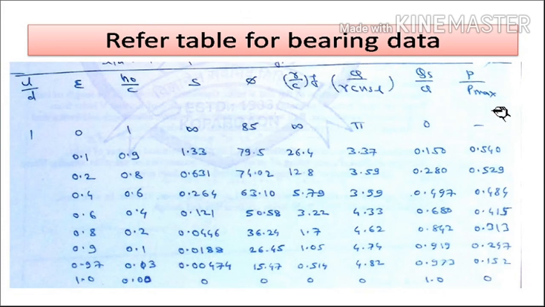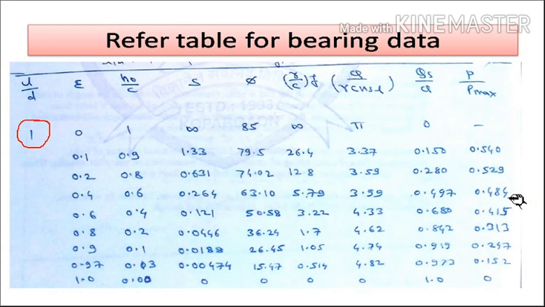So you will find that here the L by D ratio is 1. As we have been specified L by D ratio 1, we have to stick to this particular data for L by D ratio equal to 1, and we have to find out the value of Sommerfeld number, and corresponding to that Sommerfeld number we can select the different values of these dimensionless parameters. So now we will see how we can determine all these parameters.